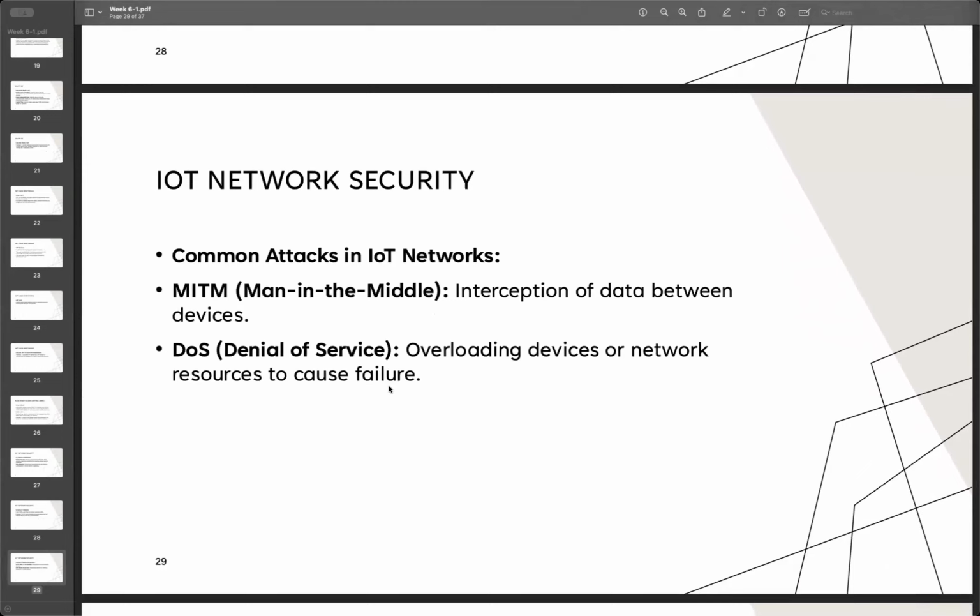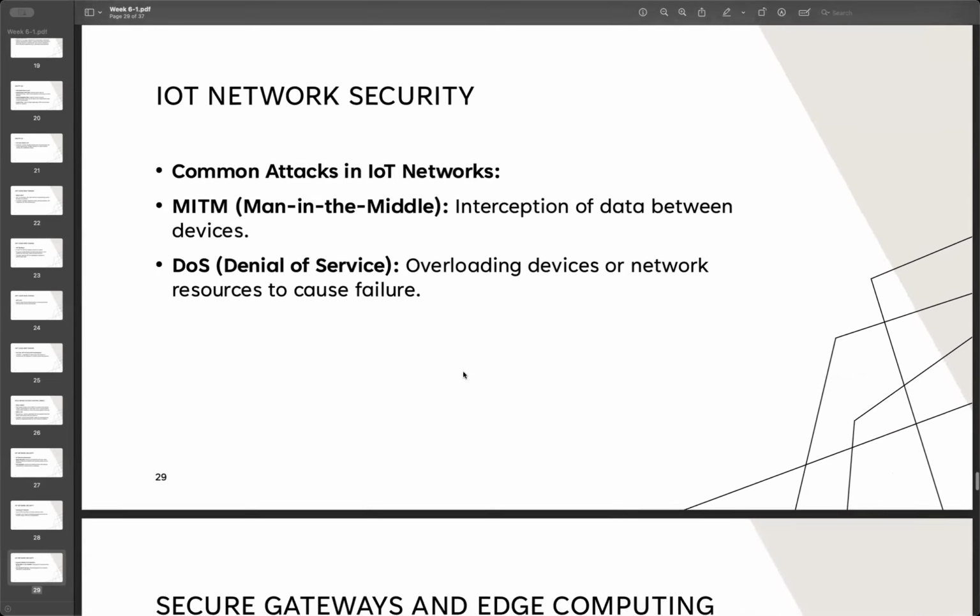And when we look at internet architecture protection, what are the common attacks that happen in IoT networks, including the man in the middle. They try to intercept data between devices, or DoS, trying to overload the devices or a server to cause failure. Most of the time they will DoS your gateway, your server, or your platform, so you cannot send data to your server. That makes the service go down.